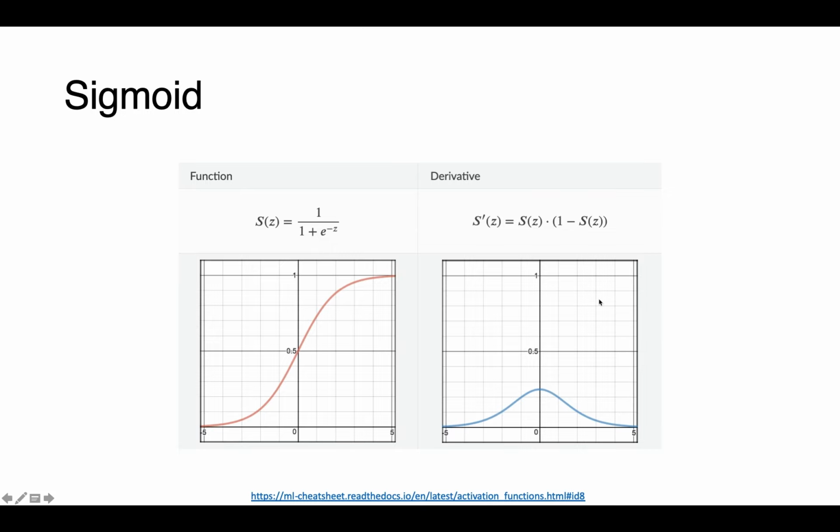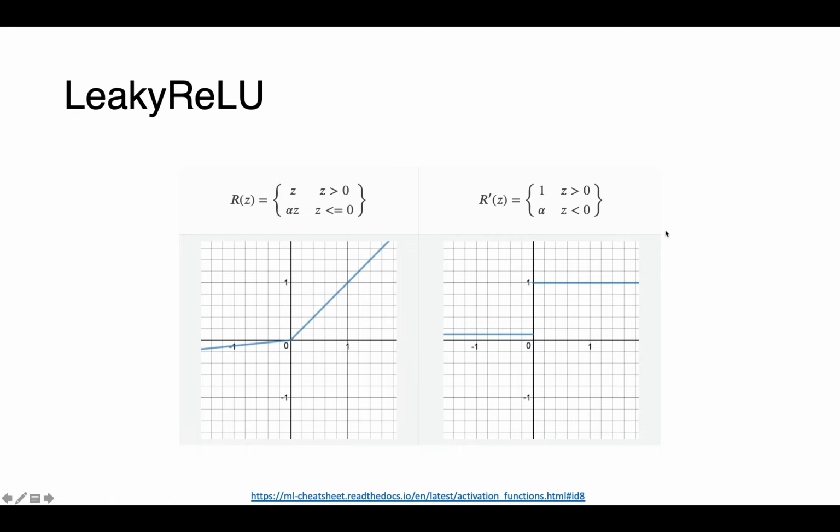And here you have the sigmoid function. The function is like this, and the derivative is like this. And if you want to use ReLU, but you still want to avoid vanishing gradient for negative input, then you can use leaky ReLU. Here you have this expression, and the derivative is no longer zero for leaky ReLU.